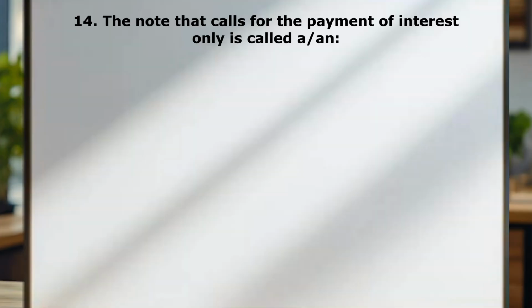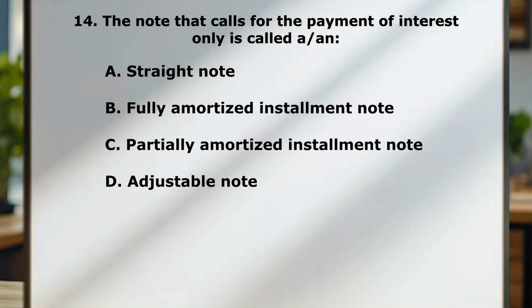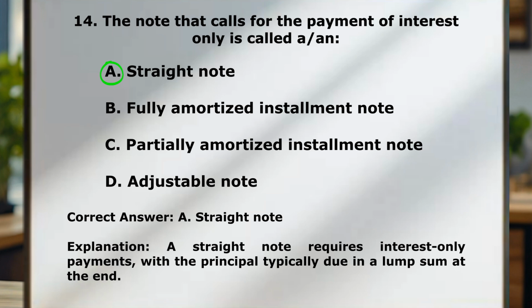Question number 14. The note that calls for the payment of interest only is called A, straight note, B, fully amortized installment note, C, partially amortized installment note, D, adjustable note. Correct answer here is A, straight note.